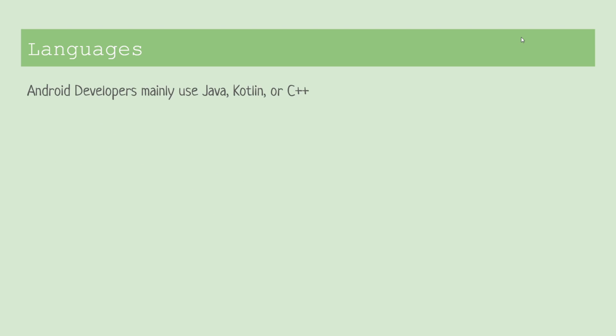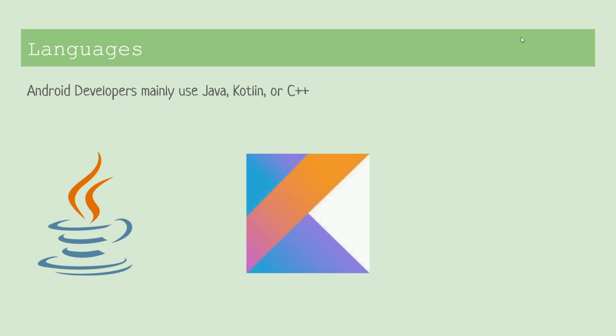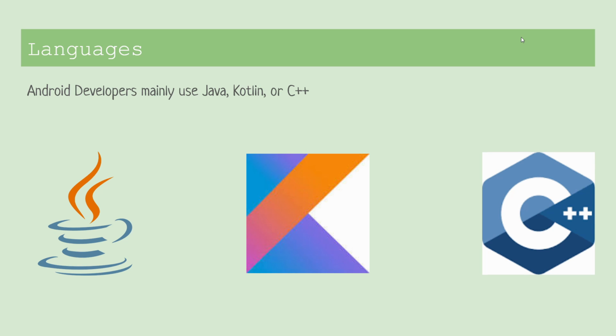To get started with Android development, it is important that you either know Java, Kotlin, or C++. These are the main languages used to code Android applications. In this workshop, we will be using Java.